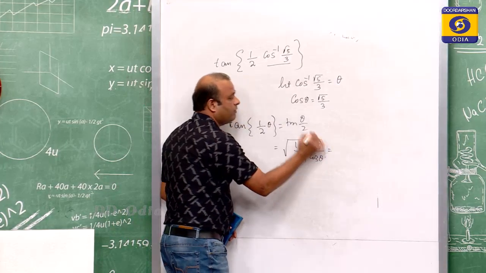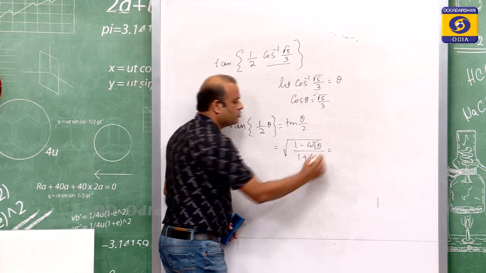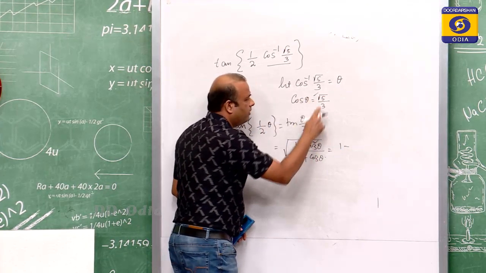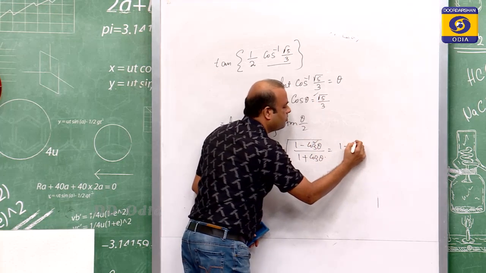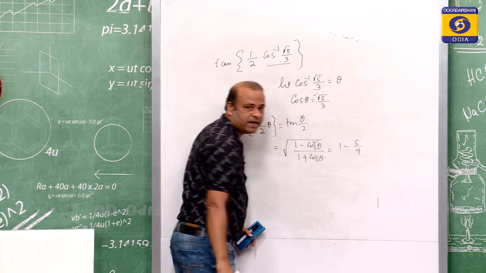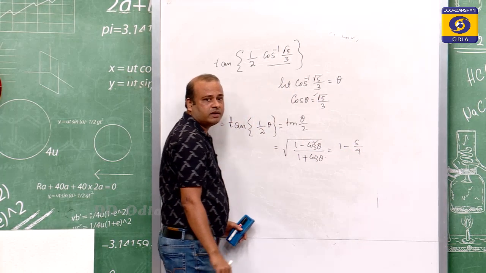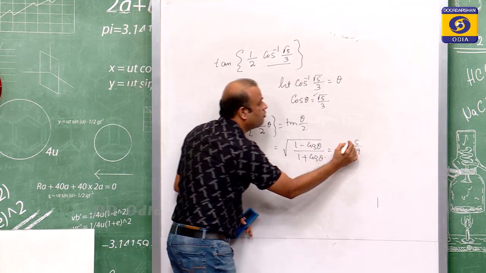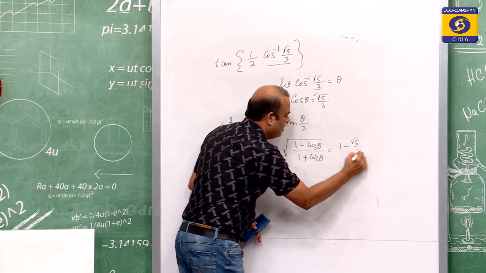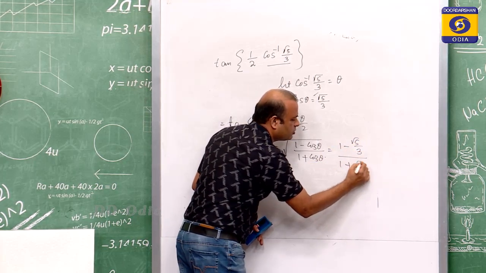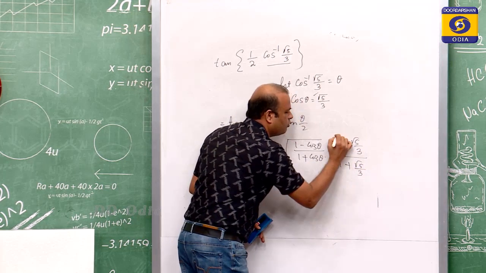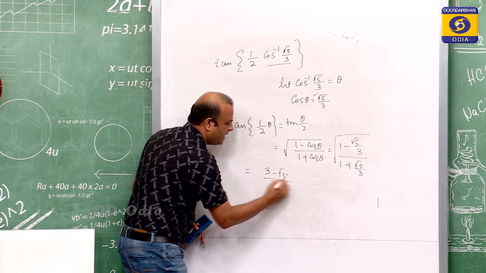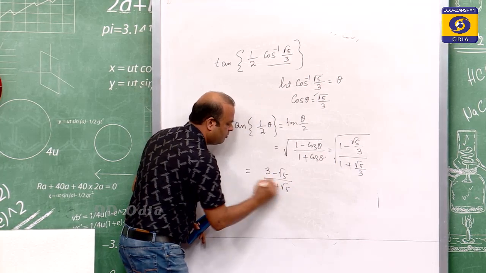So now put the value of cos theta, which is root 5 by 3. So 1 minus root 5 by 3 divided by 1 plus root 5 by 3, whole root over, which is equal to 3 minus root 5 by 3 plus root 5, whole root over.